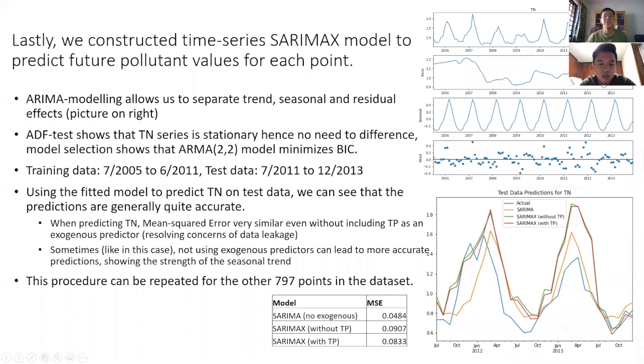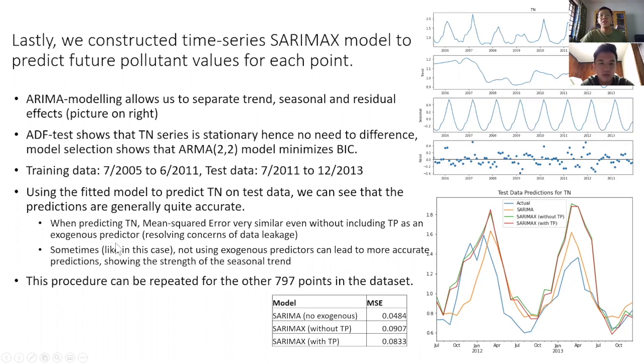The last thing we did was create a predictive time series model called SARIMAX, which allows us to capture the trend and seasonal effects and extrapolate that to predict future pollutant trends. We chose an ARMA(2,2) model through model selection, minimizing the BIC. We split the data into training and test sets and fit the model on the training data. With the fitted model, we predicted the total nitrogen levels on the test data. We see that the predictions are generally quite accurate, and the mean squared error is pretty low.